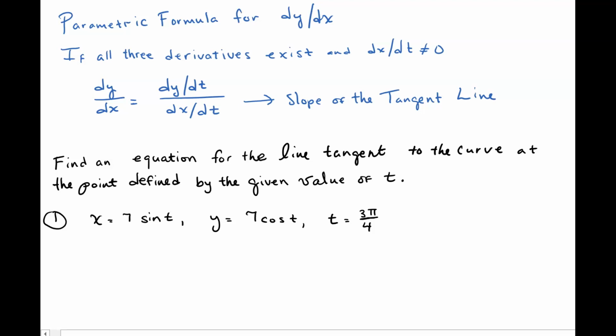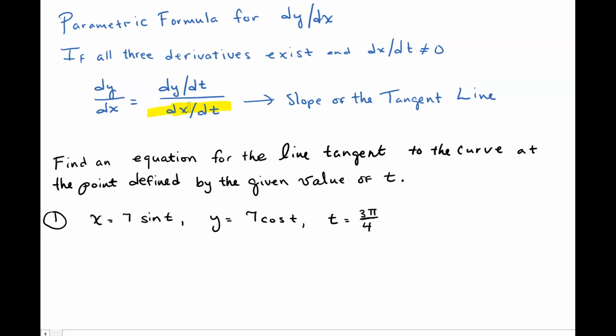Now, the requirement is that all three derivatives, that is dy, dx, and dt, must exist, and importantly, dx/dt should not be equal to 0. Now it's apparent here from the formula that you see here, dy/dx equals dy/dt over dx/dt, that dx/dt cannot be equal to 0 because it's in the denominator.